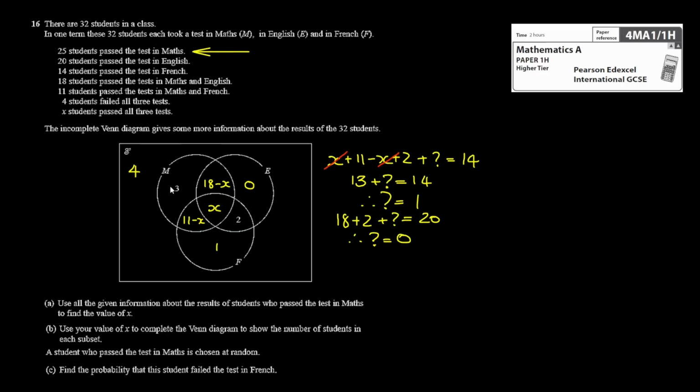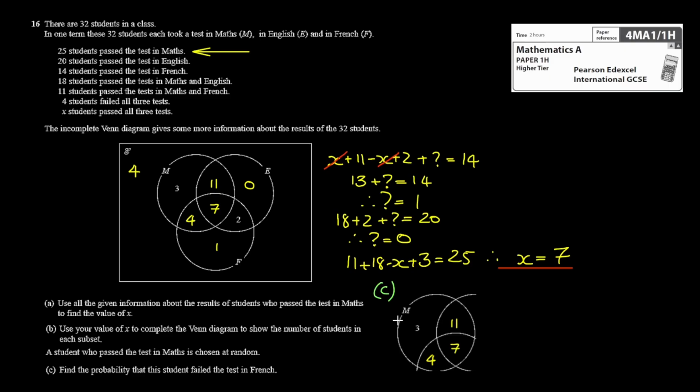And the last one, which will hopefully give us x, is that 25 students passed the test in maths. So 2 of the x's will cancel, so I can short circuit the answer by going that 11 plus 18 minus x plus 3 must equal 25. And if you work that out, it turns out that x is equal to 7. So they want us to use our result of 7 to fix the Venn diagram, and that should be your completed Venn diagram.